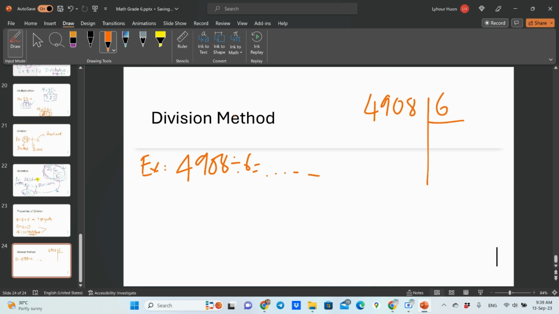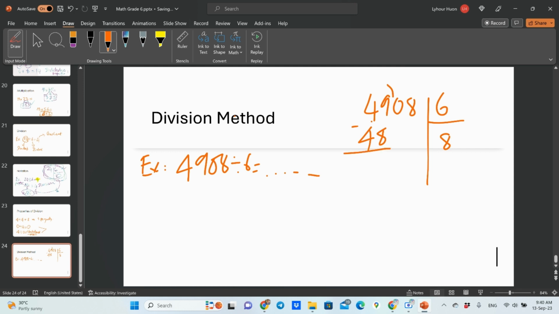So first of all, we look at the first digit. The first digit is 4, which is smaller than 6, so it cannot be divided. So we take two digits, which is 49. So it's 8, because 8 times 6 is 48.